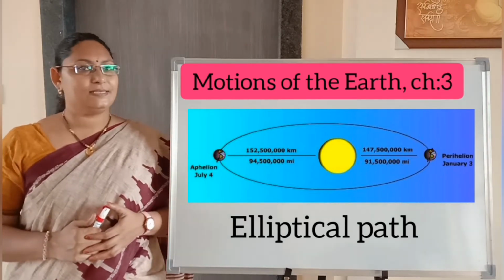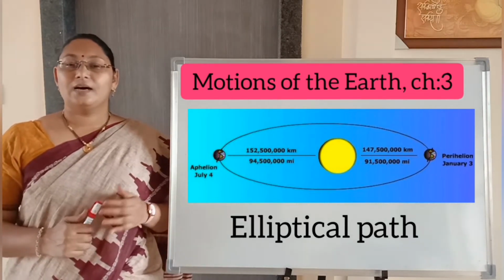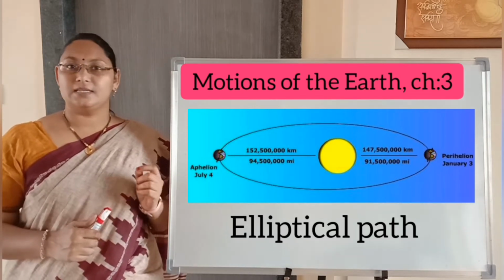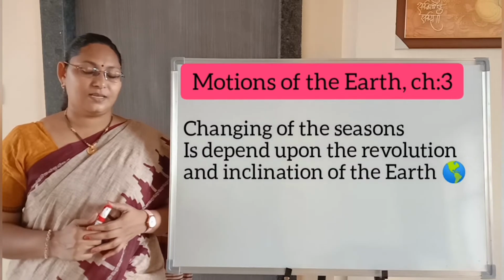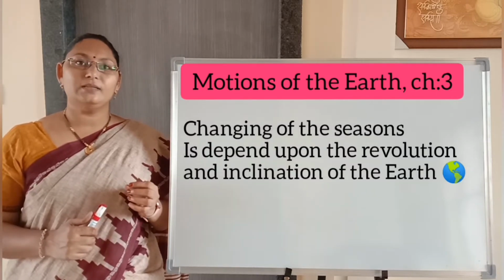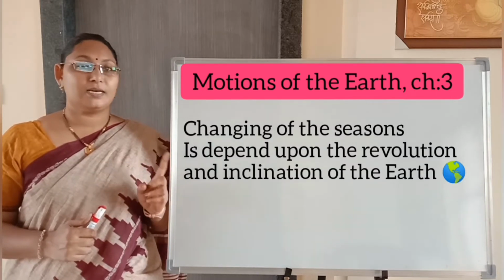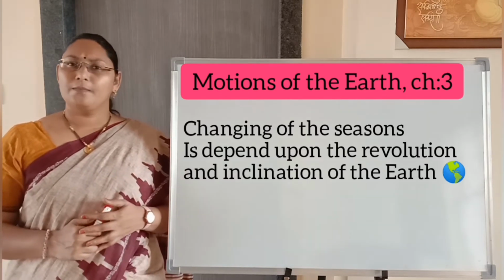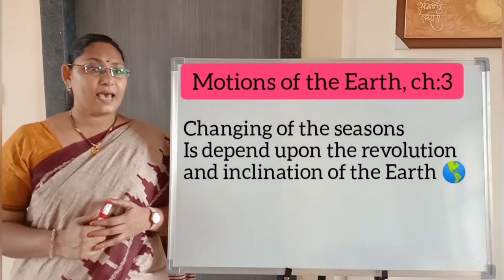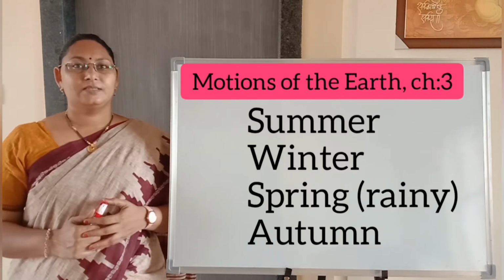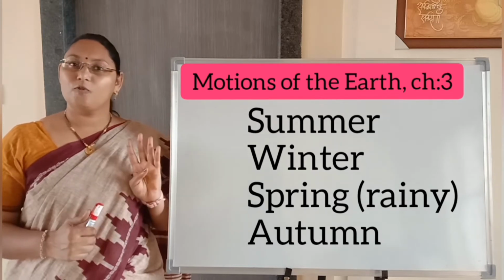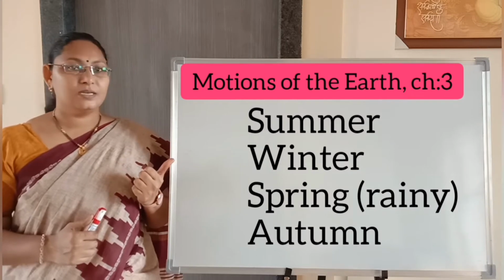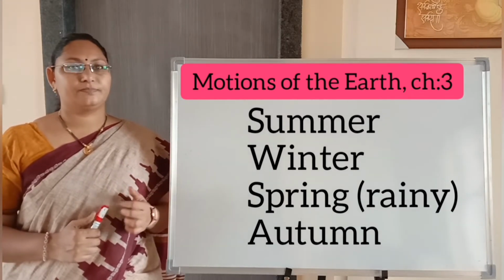Today's topic is revolution of the earth around the sun and seasons. There is a connection between the revolution of the earth around the sun and the changing of the seasons. By the way, how many seasons do we have? Yes, we have four seasons: summer, winter, spring and autumn.